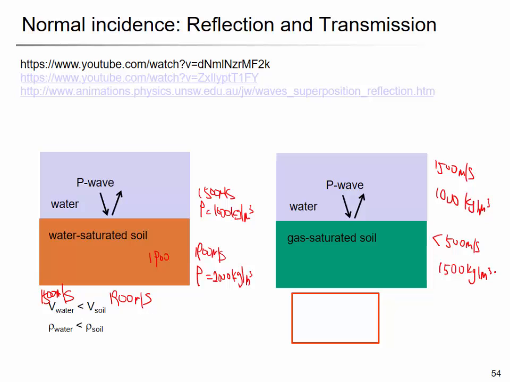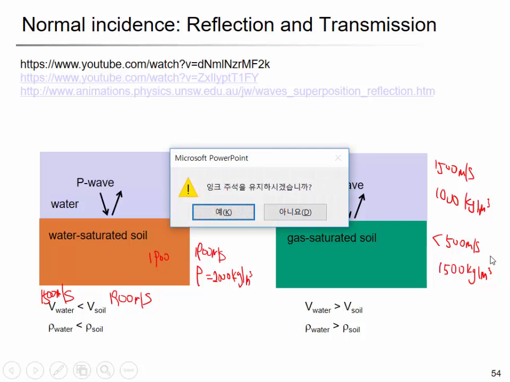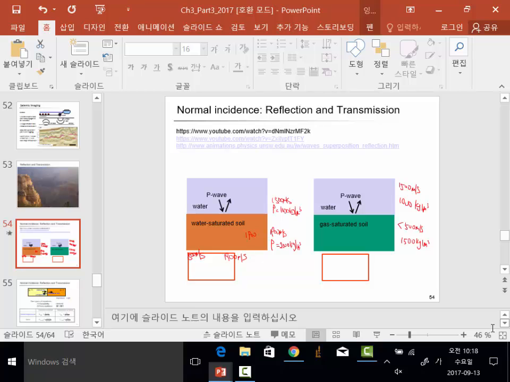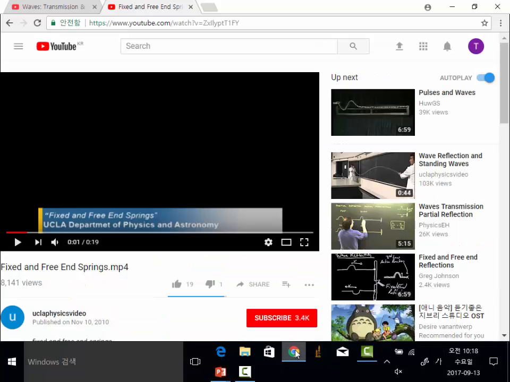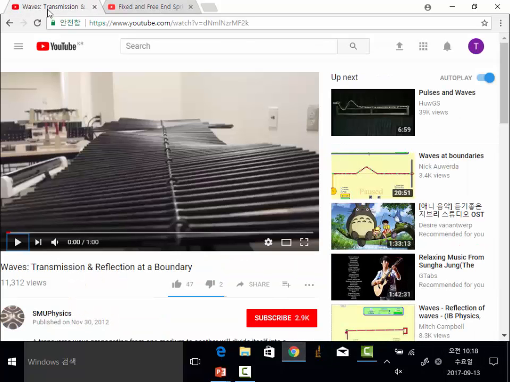Right? So the impedance of water will be higher than the gas saturated soil. So in this case, the P wave started propagating from the stiff material and is leaving into the soft material. Right? So it's going to be a different situation. And what happens if we have that? Okay.